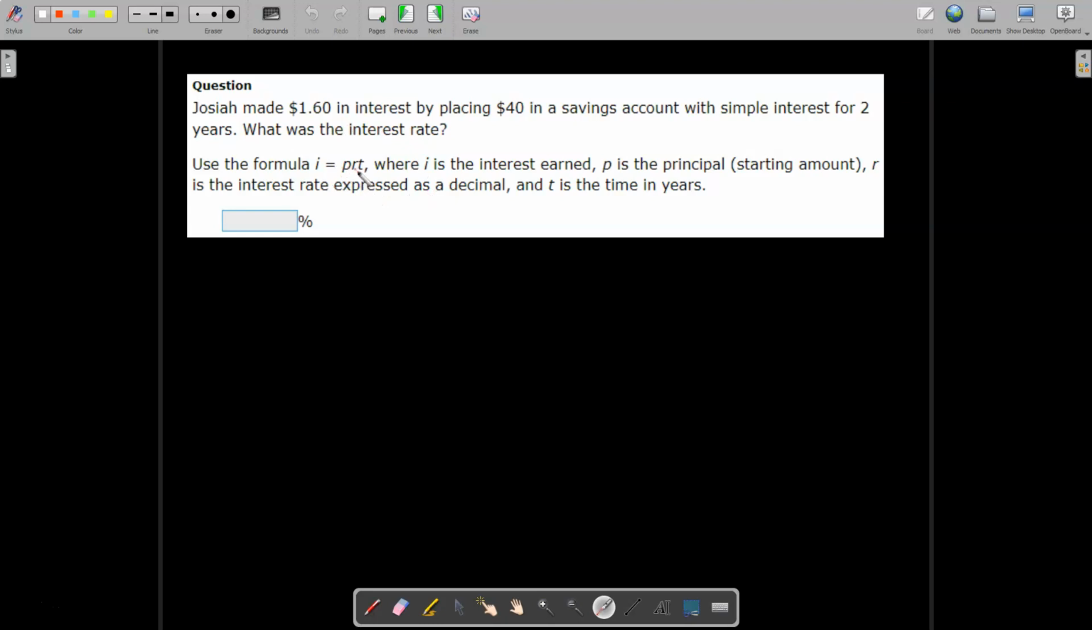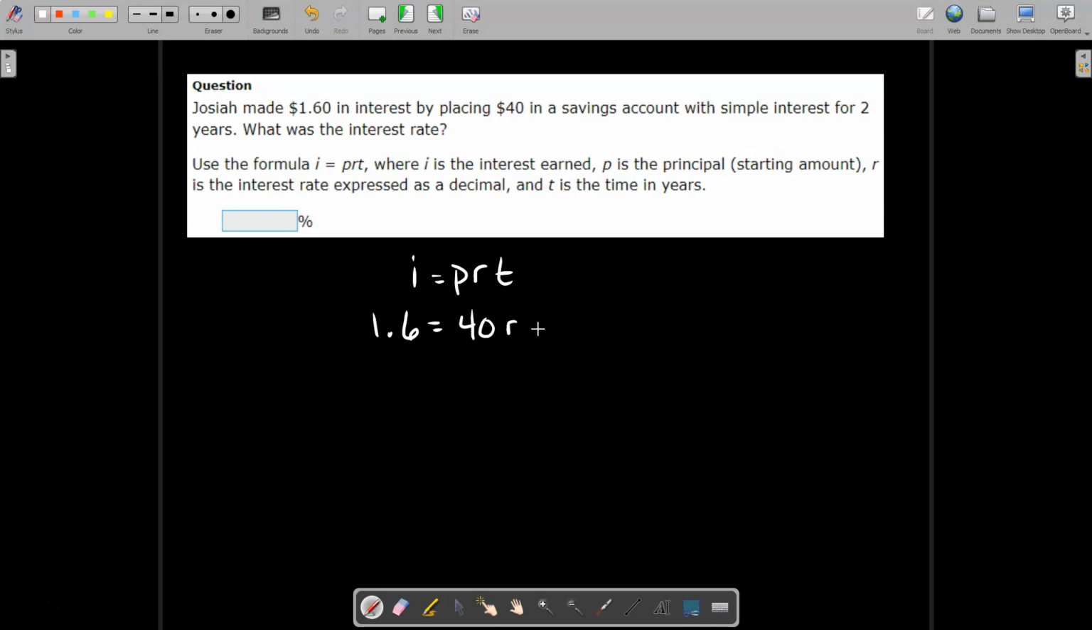So we're actually solving for the r that's in the PRT portion of the formula. So let's go ahead and remember that we have interest equals principal times rate times time. This time, we're going to plug in the interest because they tell us what it is. And I'm going to go ahead and just make this 1.6. I'm going to get rid of the dollar sign, drop the 0, and just call this 1.6. The principal is 40. The rate we don't know.